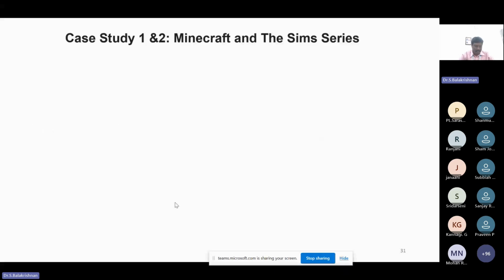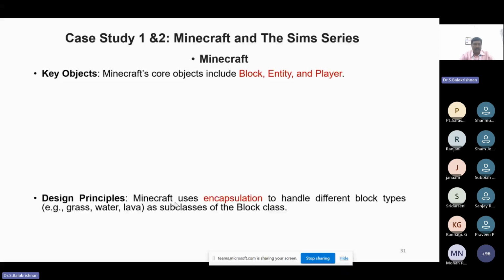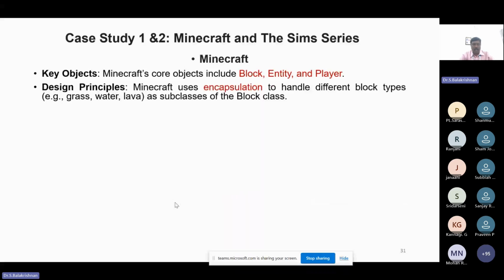Based on that, case studies 1 and 2 are Minecraft and the Sims series. Some people are aware of Minecraft and the Sims series. In Minecraft, the key objects mainly include the block, entity, and player. The design principles of Minecraft mainly use encapsulation to handle different block types like grass, water, and lava, which act as subclasses of the basic block class. The entity class is a superclass for dynamic objects like mobs, players, and animals, and so on.